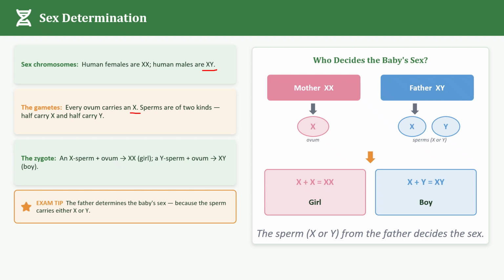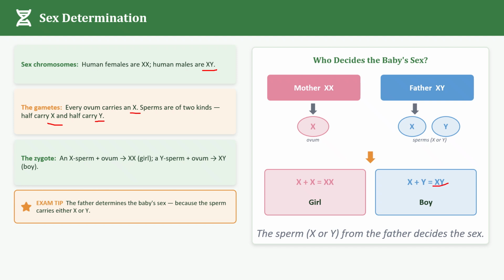Whereas the sperms are of two types. One is the X-bearing and another one is the Y-bearing. If an X-bearing sperm fertilizes the ovum, what will happen? The zygote becomes XX, that is a female child will be born. If a Y-bearing sperm fertilizes the ovum, the zygote becomes XY, a male child will be born.